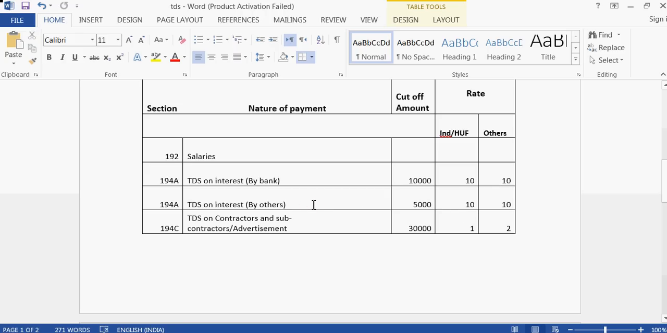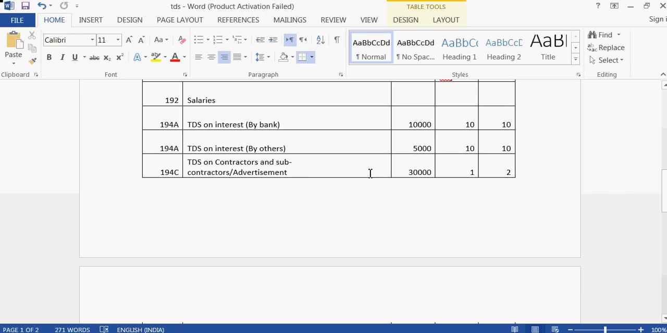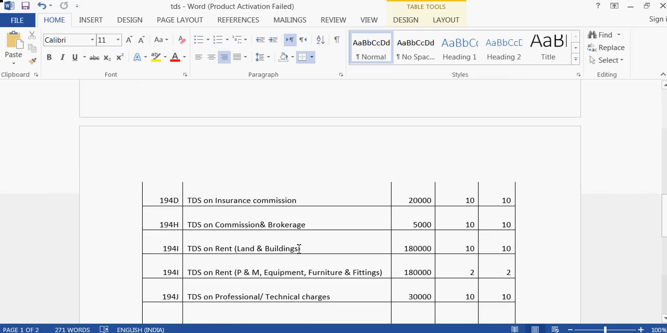For example, if the interest value is 10,000, we have to deduct 10% on that. 1,000 rupees we have to pay to the government. And TDS on contracts has its limit. If it exceeds this, we have to deduct for individuals, and this rate is for others. TDS on insurance commission has a limit of 20,000. If it exceeds that, we have to deduct this much. These are the sections, and while paying we have to mention this section.